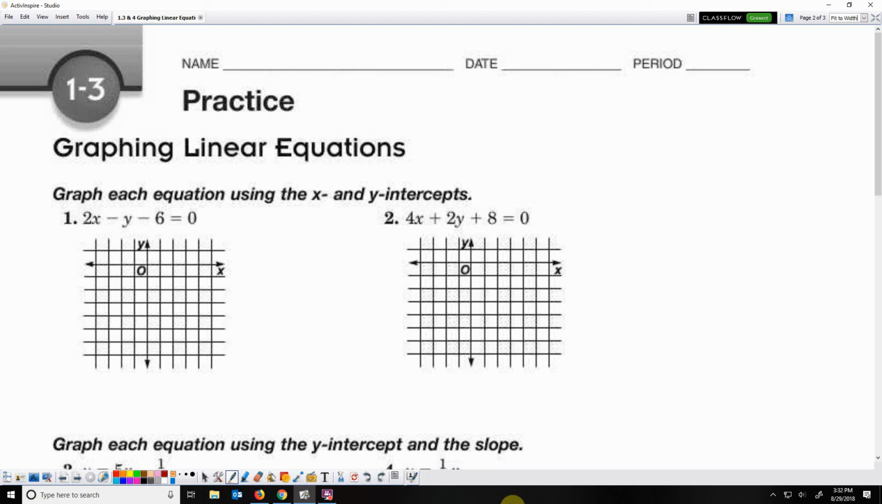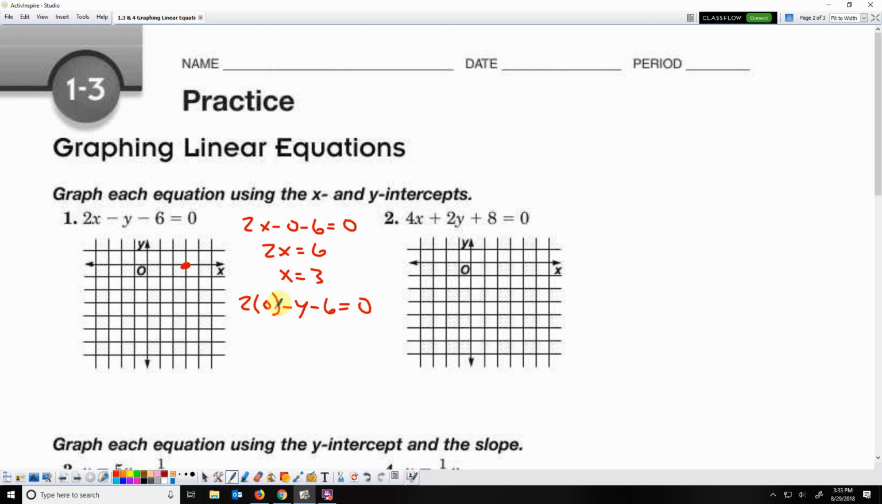So to find an x-intercept, you set y equal to 0. So 2x minus 0 minus 6 equals 0. Okay, so we can ignore that minus 0, move that 6 to the other side, so 2x equals 6. So the x-intercept is 3. Okay, so right here is our origin, 1, 2, 3. That's our x-intercept.